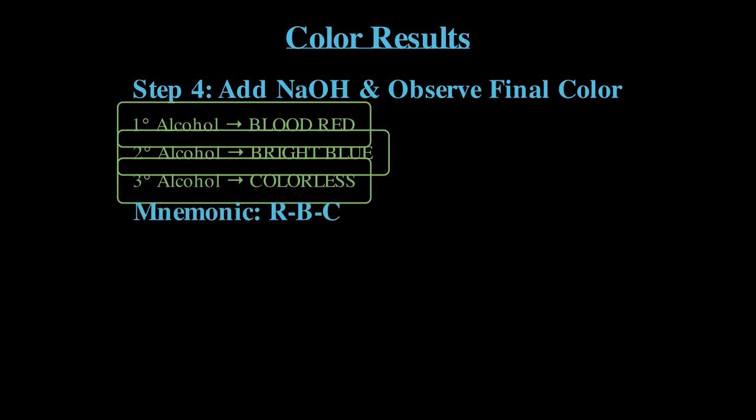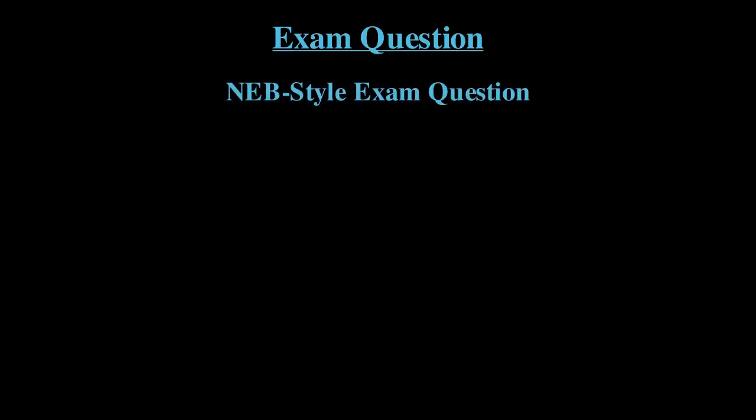Here is your easy mnemonic to remember forever, RBC for 1-2-3. R for red equals 1 degree. B for blue equals 2 degree. C for colorless equals 3 degree. Or you can memorize it as red 1, blue 2, clear 3. Easy. Let me solve one NEB-style question.